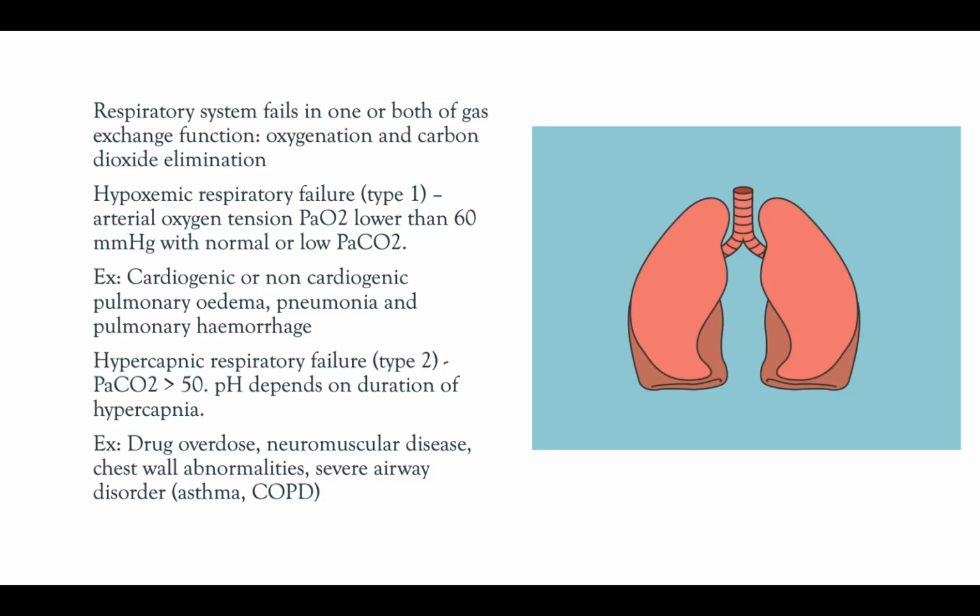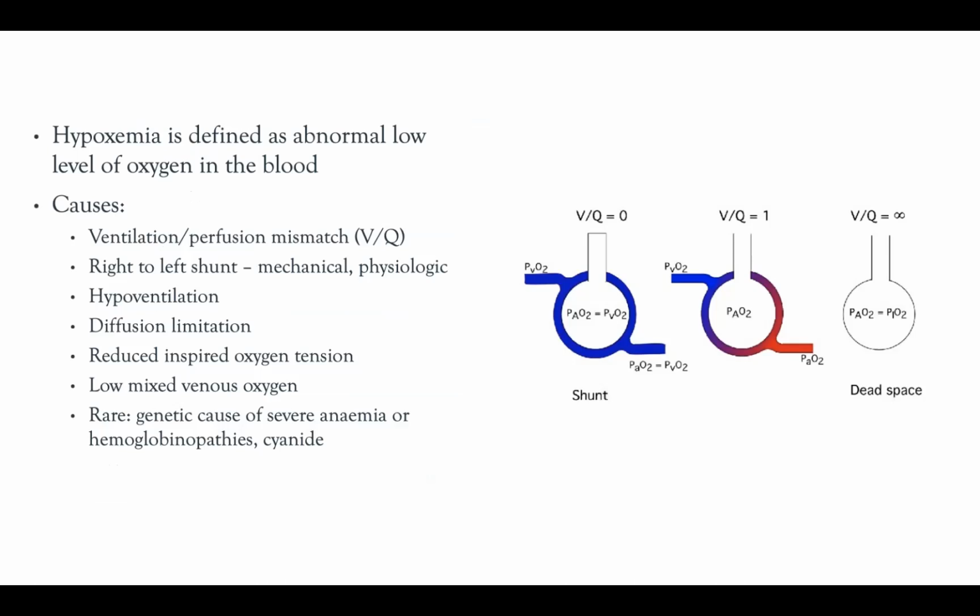However, in type 1, only patches of the lung are affected, and carbon dioxide diffuses across the alveoli a lot better than oxygen does. Therefore, because there are still other segments of lung, such as in a pneumonia or pulmonary hemorrhage, that are still effective, carbon dioxide exchange can still occur. However, it's the oxygenation that really is affected.